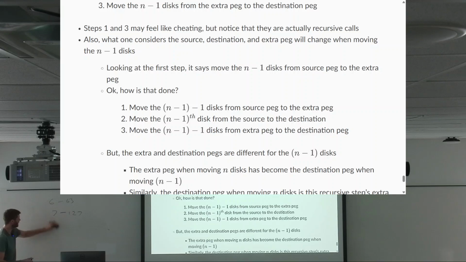Times 10 to the 19. Did you minus the 1 though? No, because I didn't get that precise. No, that was the joke. Times 10 to the 19. But did you subtract 1?